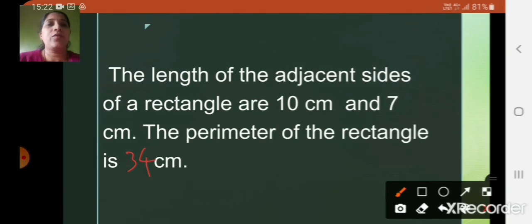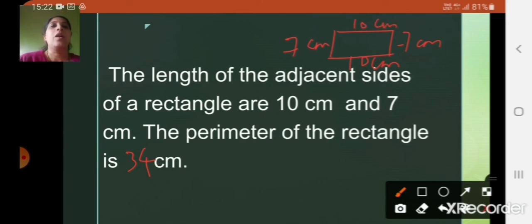So children, you can also draw the rectangle like this, right? And then you can write here 10 centimeter and here 7 centimeter. These are the two opposite sides, 7 centimeter, and these two horizontal lines are the other opposite sides, so you will write it as 10 centimeter. So like this also you can draw the rectangle and you can calculate, right? So you will add all the four sides of the rectangle and you will get the perimeter.